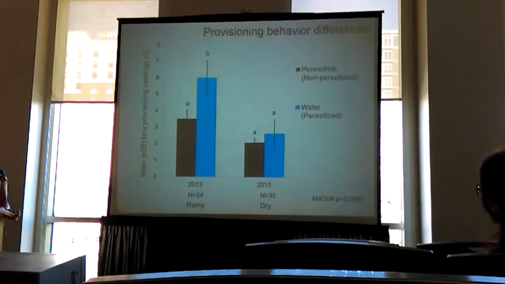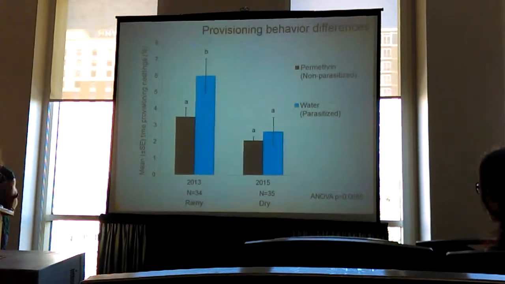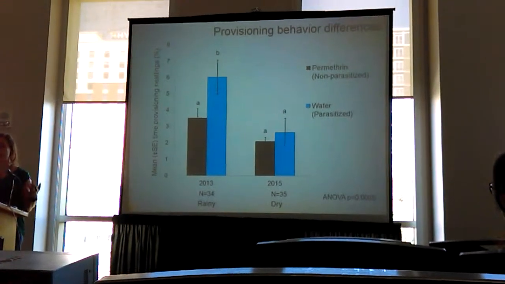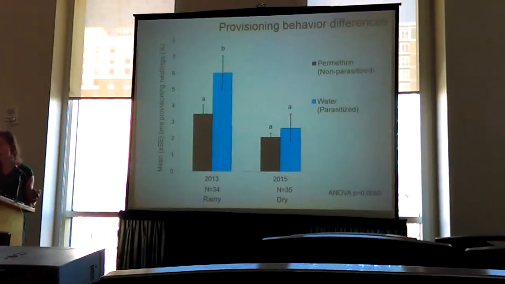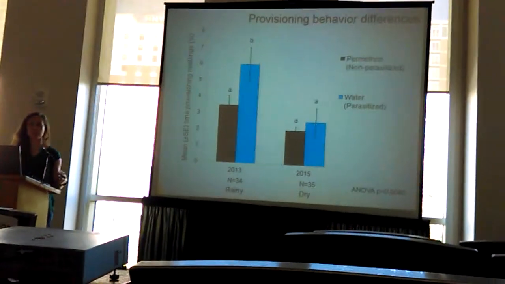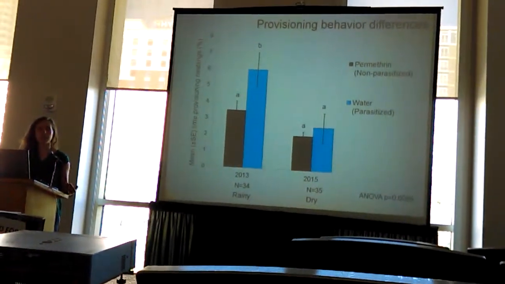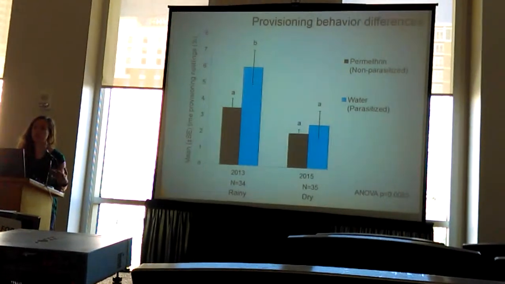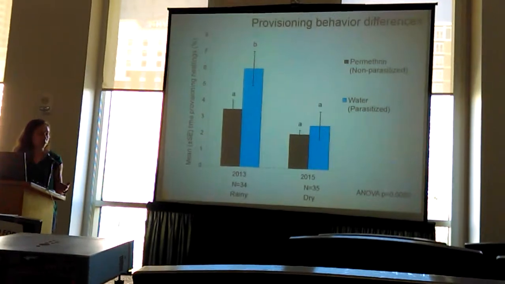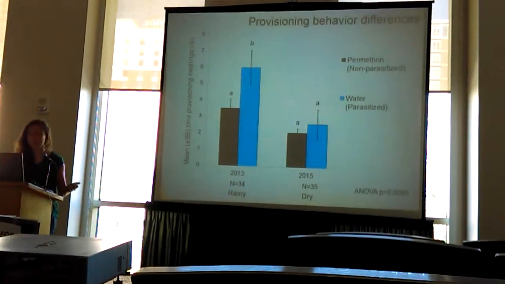Like I said before, in the rainy year, when mockingbirds were tolerant, parasitized nestlings were fed more, and this is why we think they were able to survive. However, we saw in the dry year that there was no significant difference in provisioning rates between treatments. So potentially because the food resources were limited in the dry year, we saw a really high fitness effect of parasitism and this loss of tolerance.